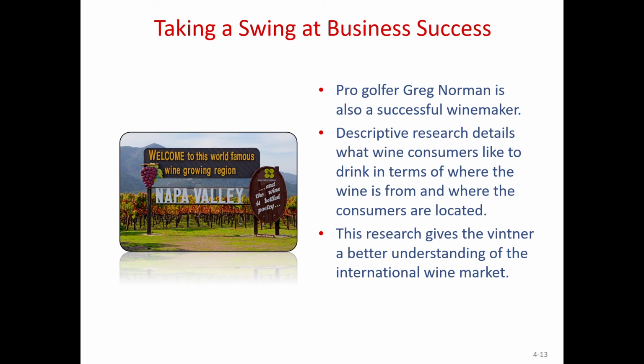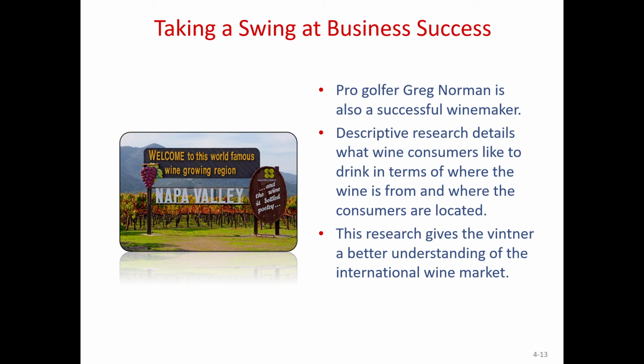This is another example taking a swing at business success. Greg Norman is a pro golfer, but is as well known as a successful winemaker. Descriptive research details what wine consumers like to drink in terms of where the wine is from and where the consumers are located. Consumers around the world form geographic segments with preferences for wine from certain areas.